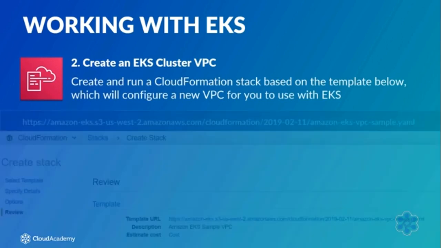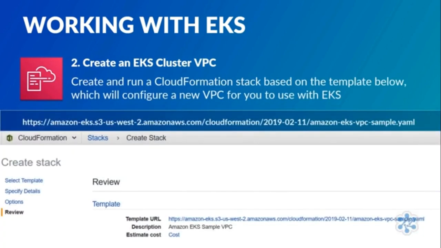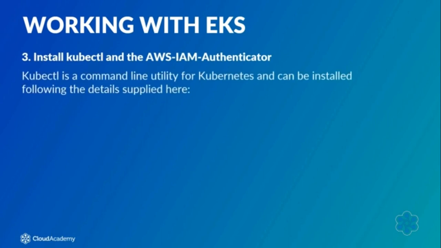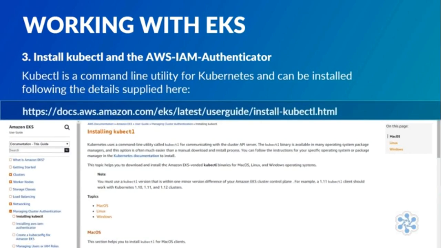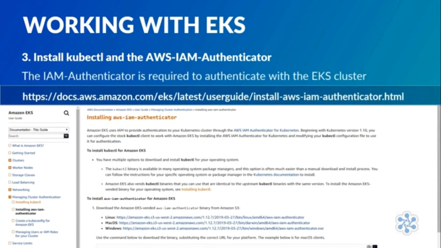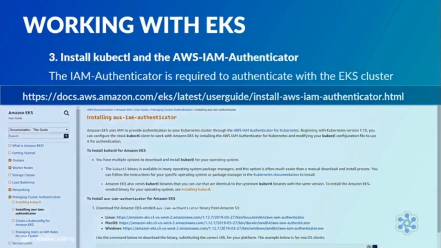Next, you need to create an EKS cluster VPC. Using AWS CloudFormation, you need to create and run a CloudFormation stack based on the following template, and this will configure a new VPC for you to use with EKS. Thirdly, you need to install kubectl and the AWS IAM authenticator. kubectl is a command line utility for Kubernetes and can be installed following the details supplied here. The IAM authenticator is required to authenticate with the EKS cluster, depending on your client OS, Linux, macOS or Windows, and this can be downloaded using the links on screen.